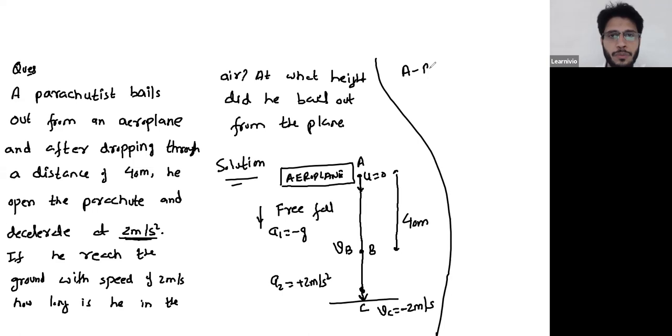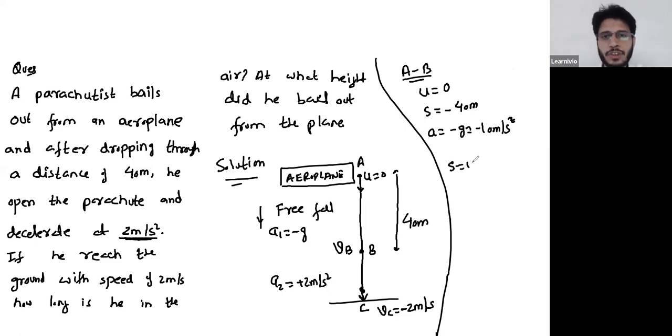First, we will solve from A to B. From A to B, initial velocity is 0. The displacement is minus 40 meters. Your acceleration is minus g. Let's take it as 10, so it's minus 10 meters per second square. Now, using this relation, s is ut plus half at square, first get the value of t, the value of time. And then use the equation v is u plus at to get the value of v. Solve it.